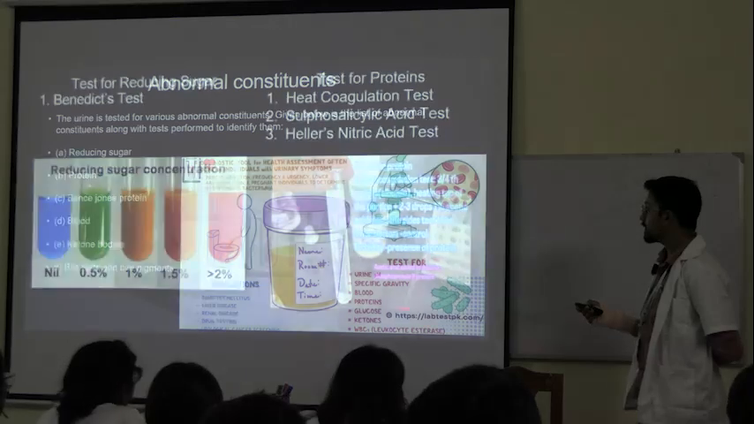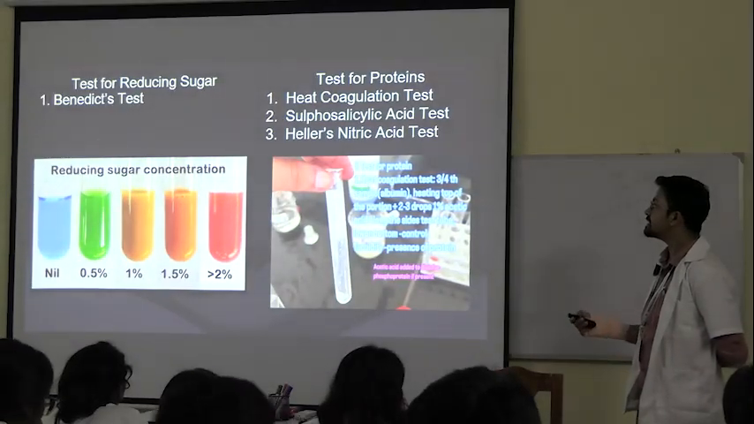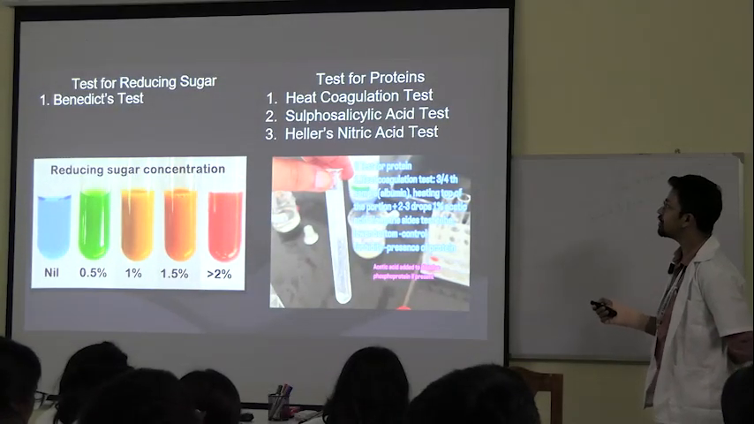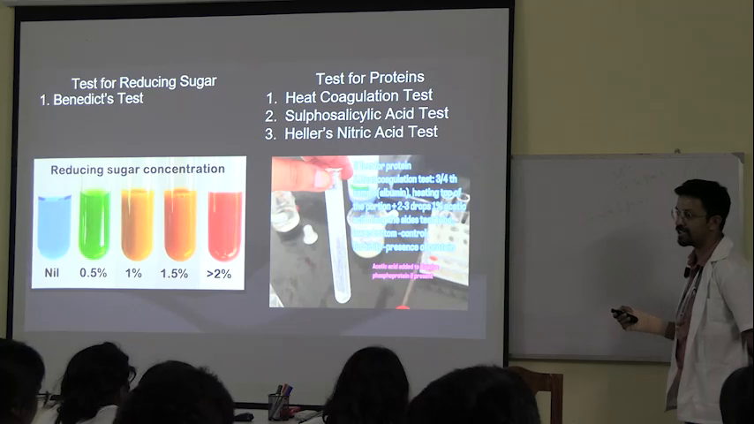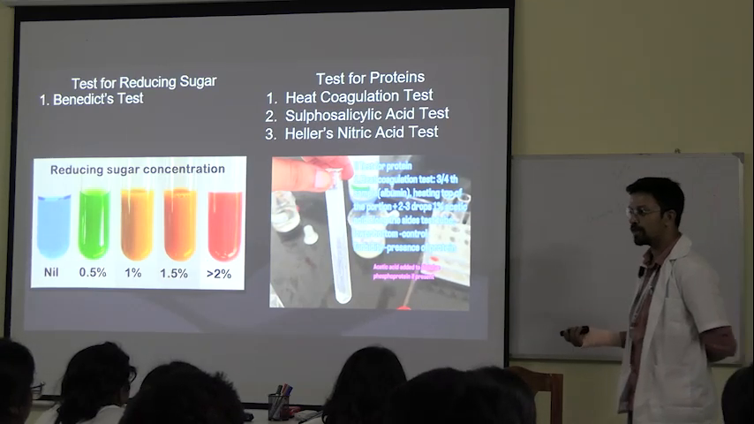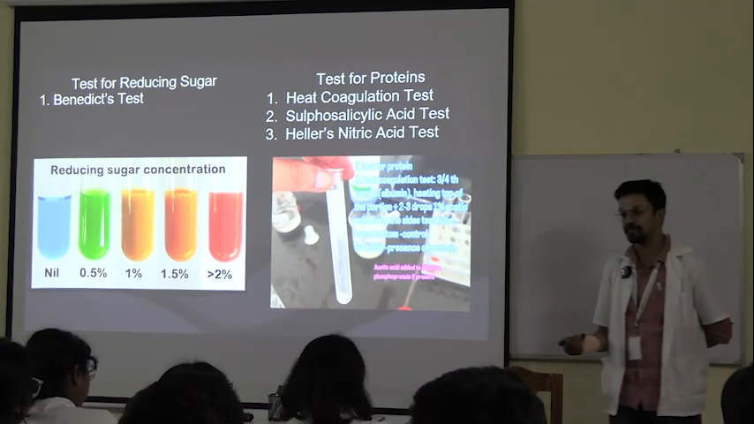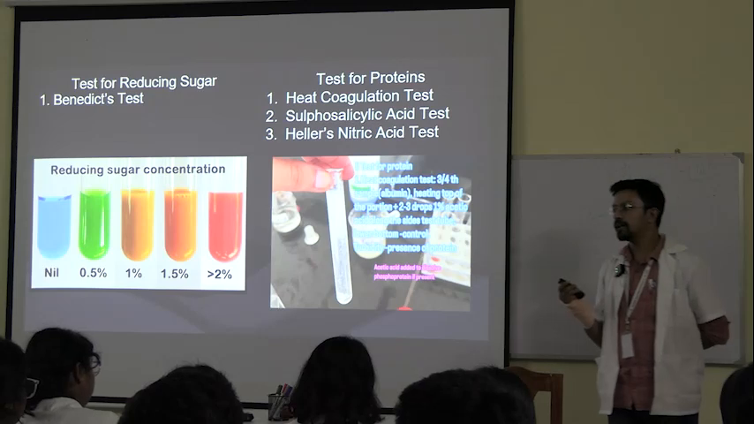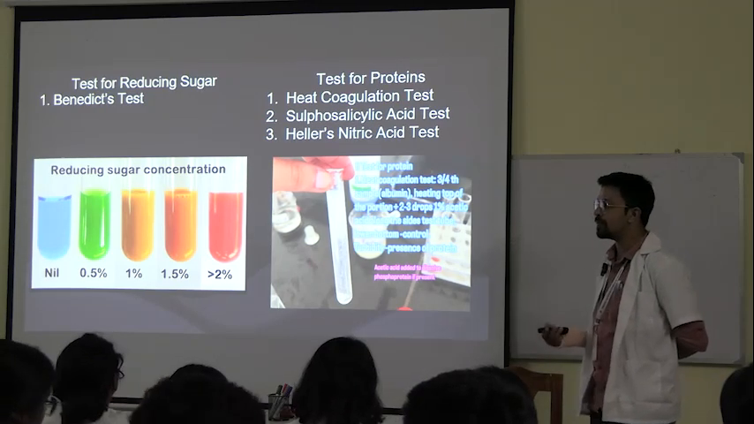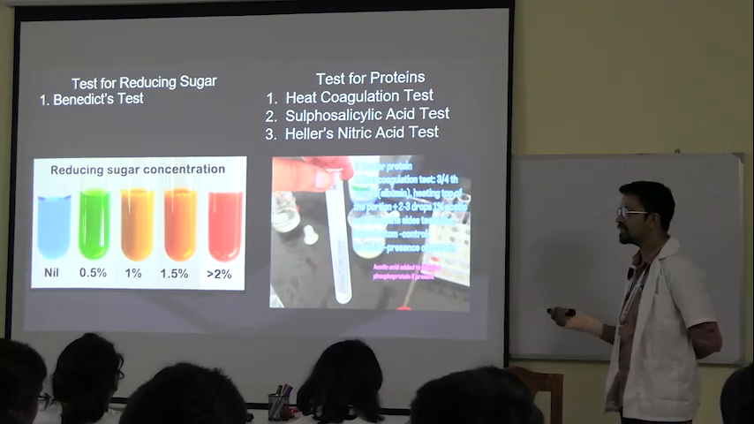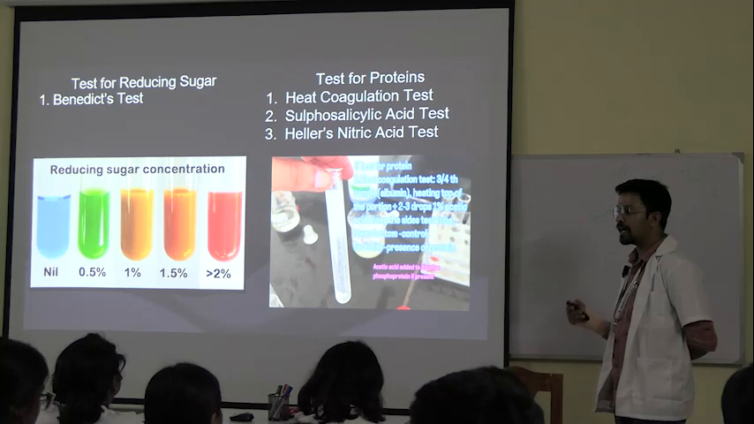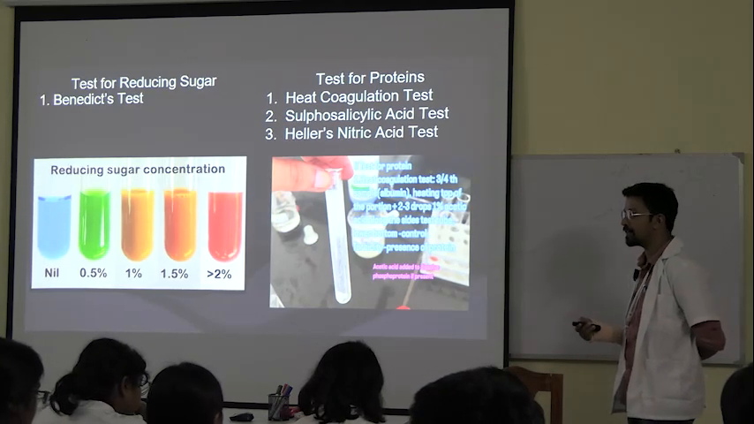Fine? Next. Now this is my subject. Test for reducing sugar. What we will be doing? The Benedict test. Very simple test. Those who have already attended, they know the test is very simple, easy to do. But the things that you have to know is the principle of the test, the constituents of the reagents, and what is the reaction that is happening in the test.